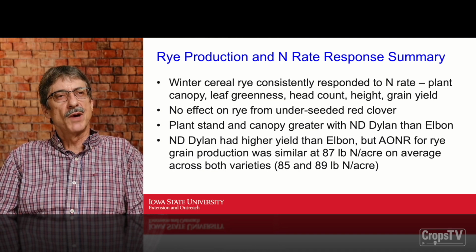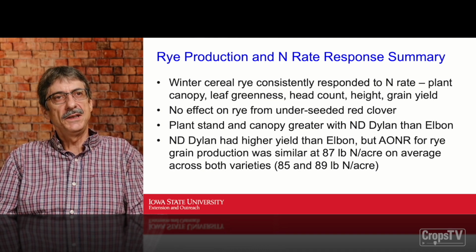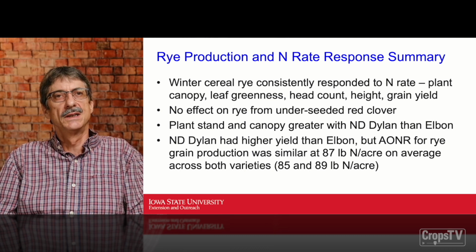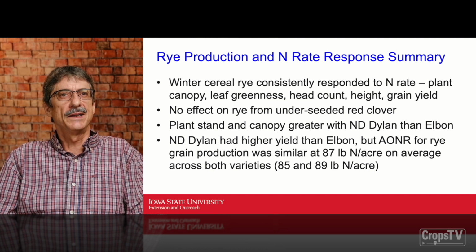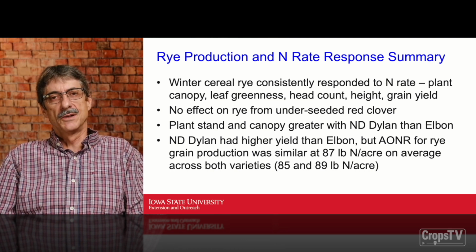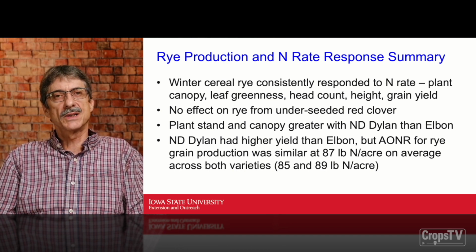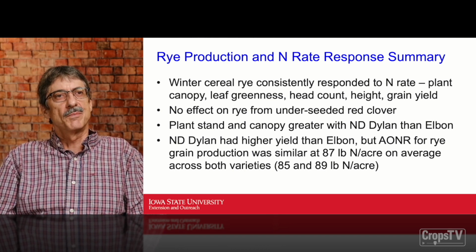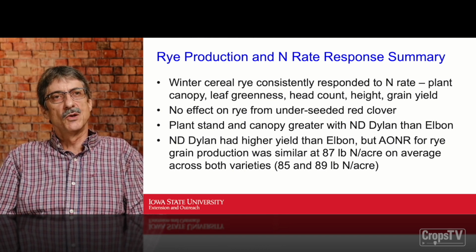So a summary of the rye production phase of the study. Winter cereal rye consistently responded to N rate: canopy, stand count, head count, height, and grain yield. We had no effect of the underseeded red clover on the rye production, and that would be, I think, pretty much expected because the clover growth is really small. It's under that rye canopy, so it's got a lot of competition, but then it really takes off once the rye is harvested.